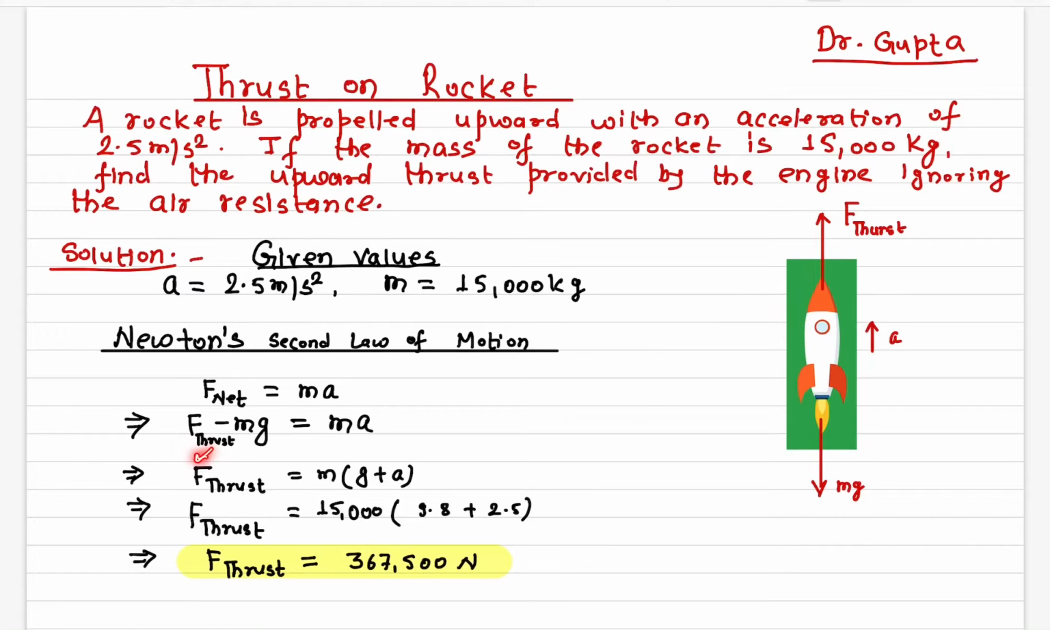And if I solve for F thrust, then what I get is F thrust is equal to m(g plus a). The g is acceleration due to gravity, which is 9.8, and a is given, which is 2.5, and the mass is given, 15,000 kilograms. And if we solve, that's the thrust we need to apply. So this is the force required, that we call the thrust force, or the force to propel a rocket upward with this acceleration.